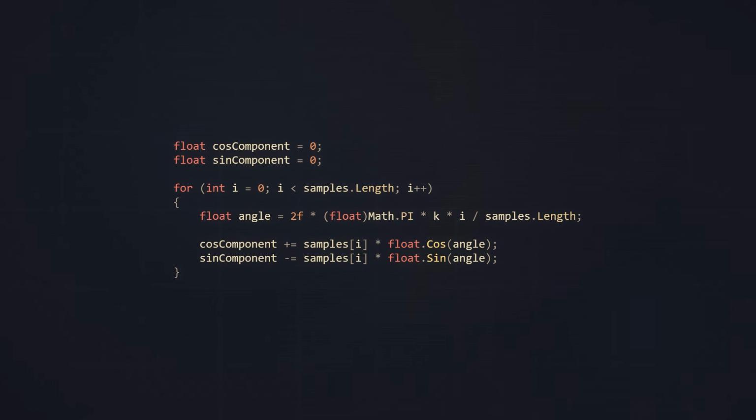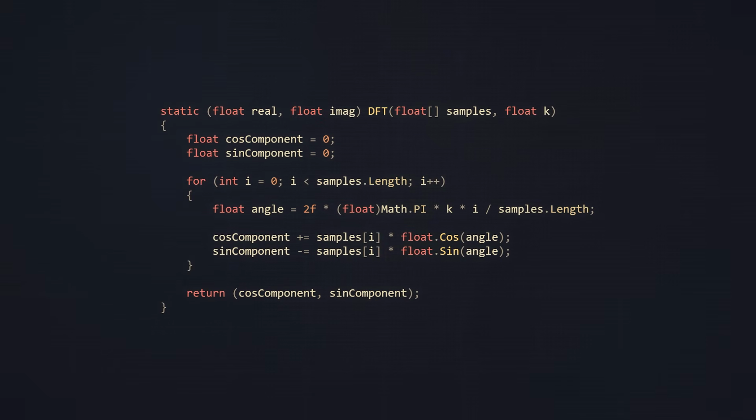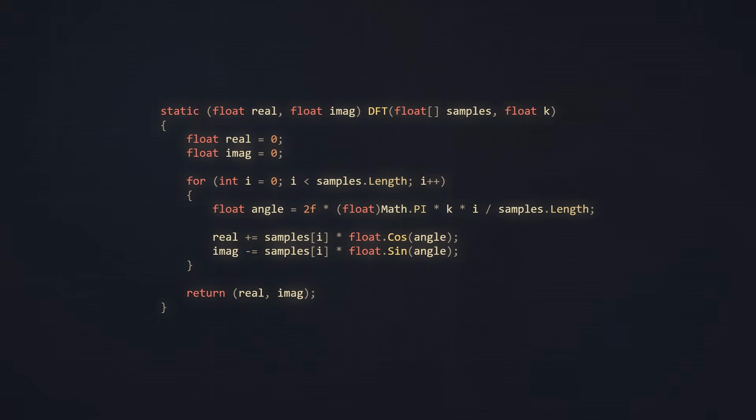With that, we now have the two values, cosine component and sine component, which tell us the prevalence of the cosine and sine wave values at frequency k throughout the samples. These are actually the real and imaginary parts of a complex number, but what we want is the amplitude of the frequency k across the sample. So how do we do that?